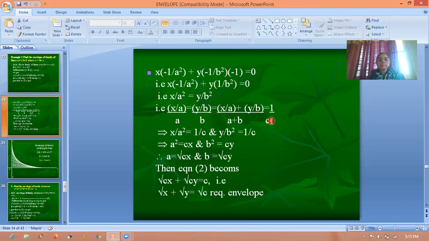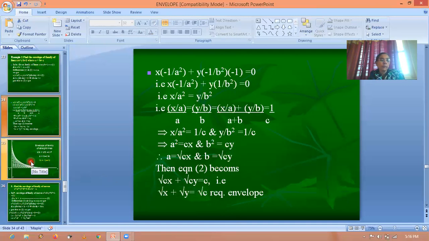So again this is nothing but x by a square. So I can write x by a square is equal to 1 by c and y by b square is equal to 1 by c here. Therefore a square is equal to c into x, b square is equal to c into y, a is equal to root cx, b is equal to root cy. Substitute these two in equation 2. It becomes root cx plus root cy is equal to c itself. Or it is root x plus root y is equal to root c. So that will be the required answer.